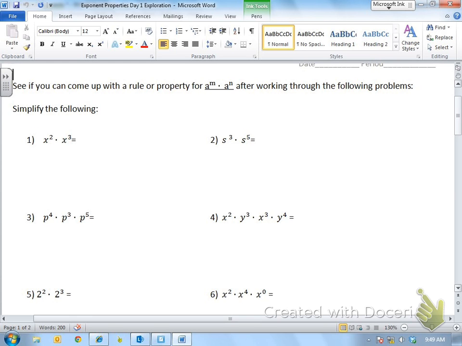So, we are going to be talking about properties of exponents today. Our goal today is to be able to use the product rule and the quotient, I changed it. Product rule and power to a power rule.